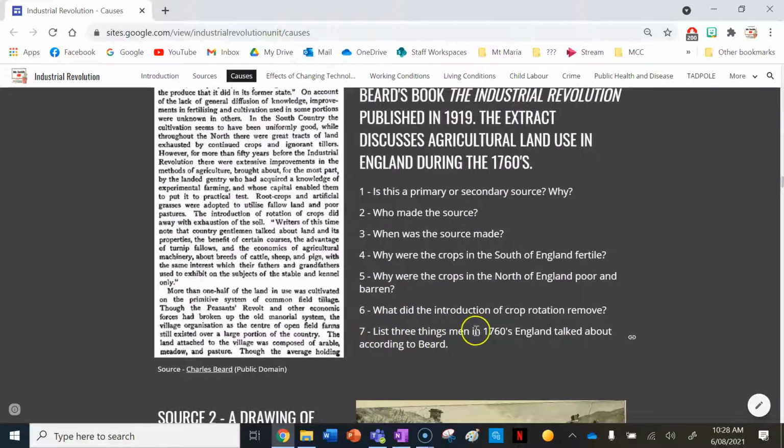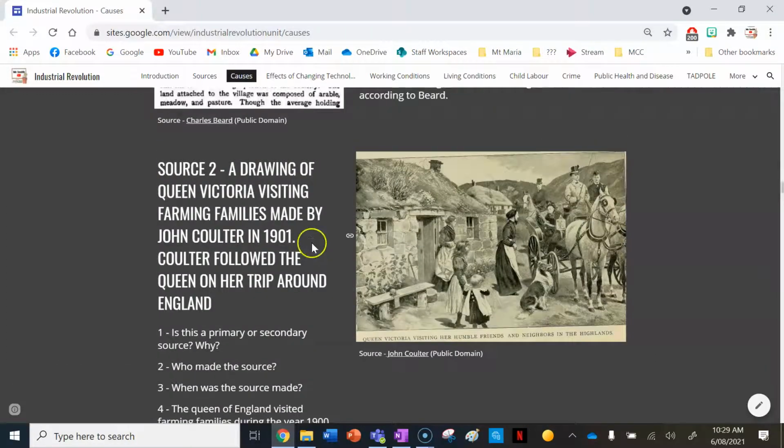Number 7, list 3 things men in the 1760s England talked about according to Beard. So here we go, writers in this time about the country gentleman talked about land and its properties, so that's 1. The benefit of certain courses, the advantage of turnip fallows, I'd say that's 2. And the economies of agricultural machinery, that's another one. And then for my last one, this is what I would put because I think it's the most important, breeds of cattle, sheep and pigs. That's what I'd put for number 7.